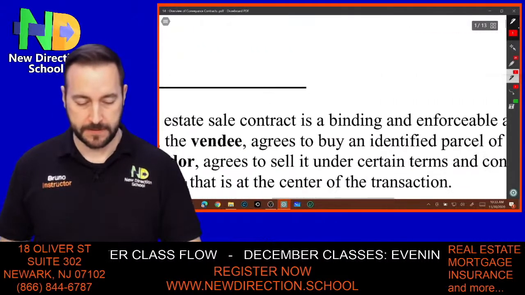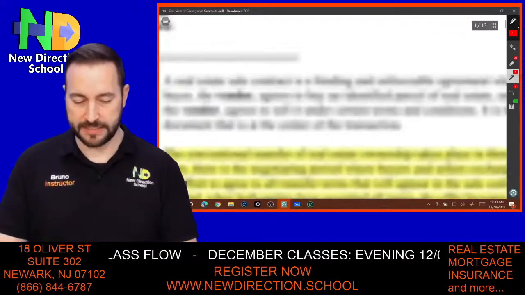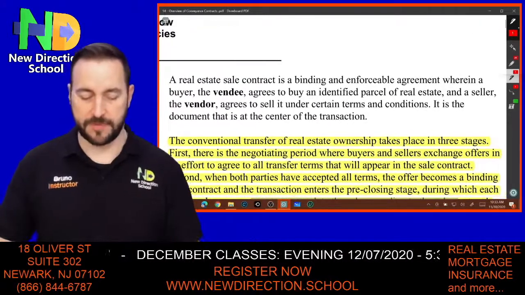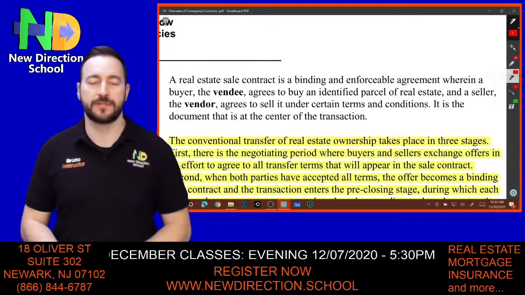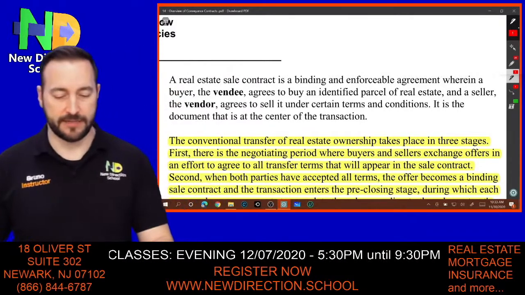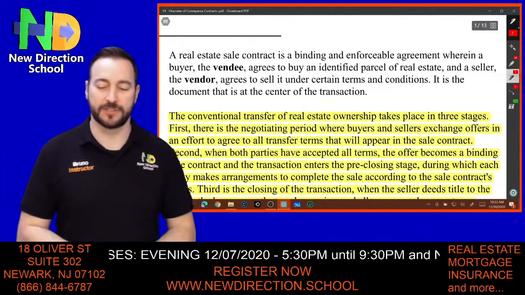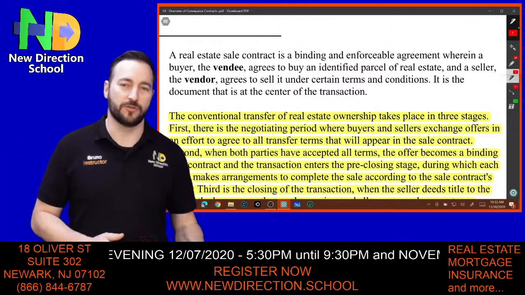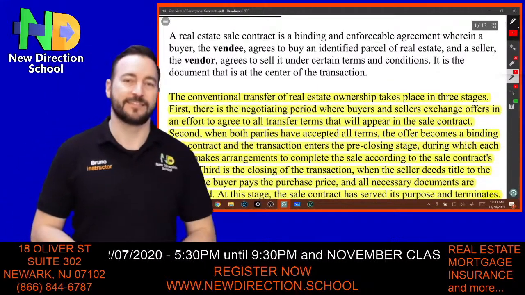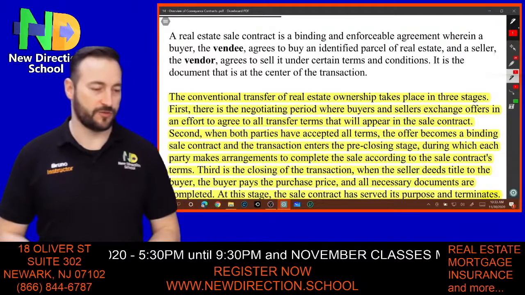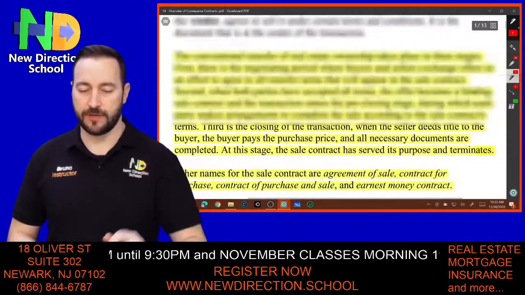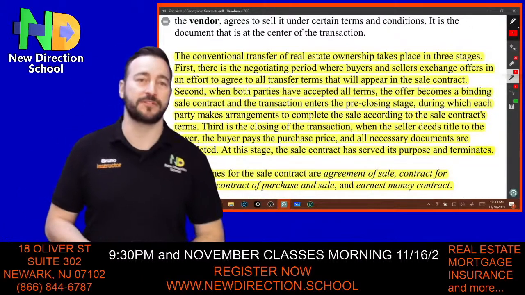Right. So a real estate sales contract is a binding and enforceable agreement wherein the buyer, the vendee, agrees to buy an identified parcel of real estate and a seller, the vendor, agrees to sell it under certain terms and conditions. It is a document that is at the center of the transaction. Okay? Now, the conventional transfer of real estate ownership takes place in 3 stages.